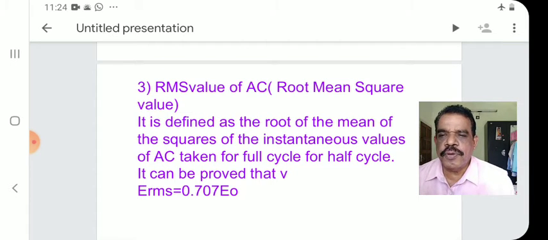The electric shock produced by AC is more severe than that produced by DC.